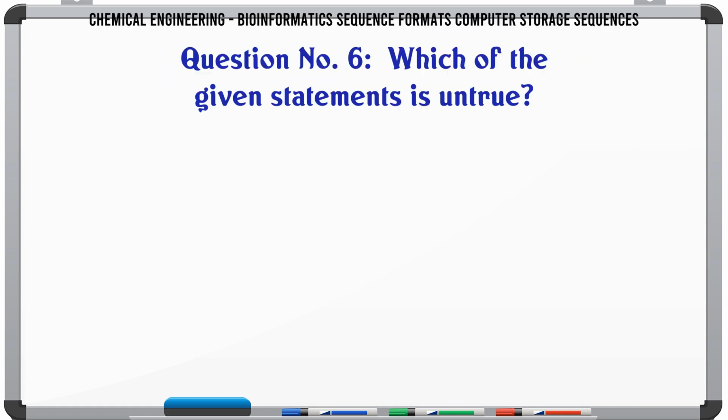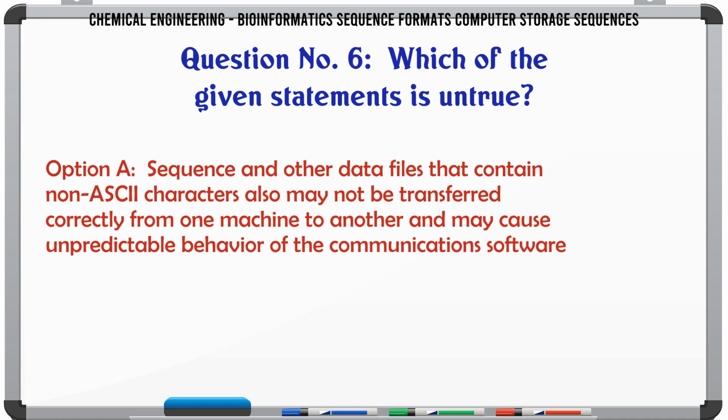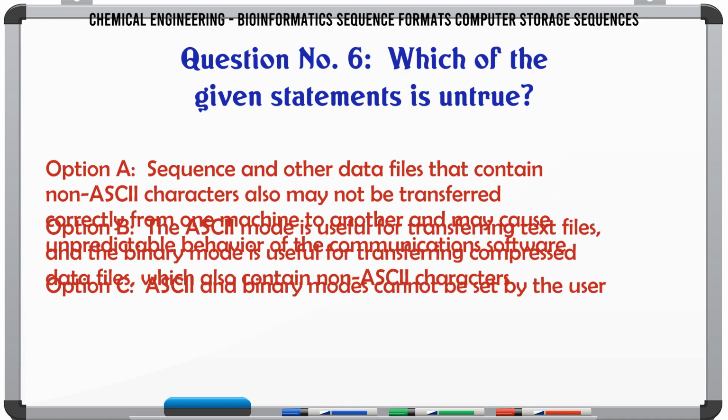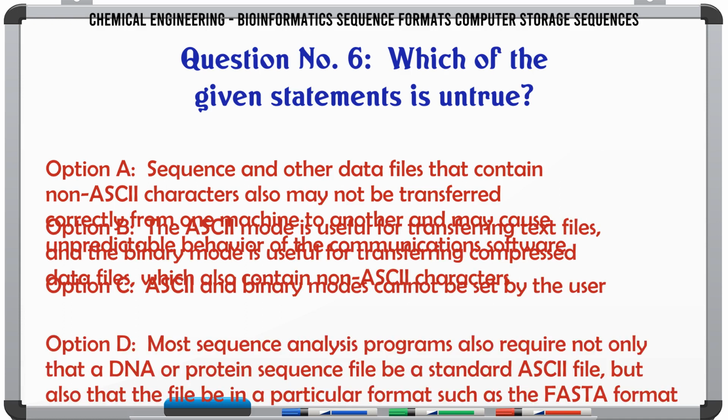Which of the given statements is untrue? A. Sequence and other data files that contain non-ASCII characters also may not be transferred correctly from one machine to another and may cause unpredictable behavior of the communications software. B. The ASCII mode is useful for transferring text files and the binary mode is useful for transferring compressed data files which also contain non-ASCII characters. C. ASCII and binary modes cannot be set by the user.